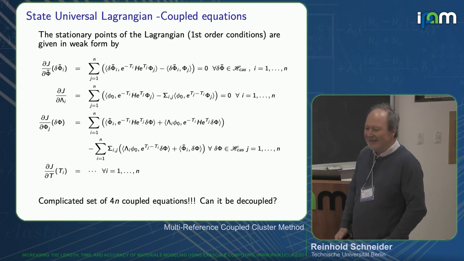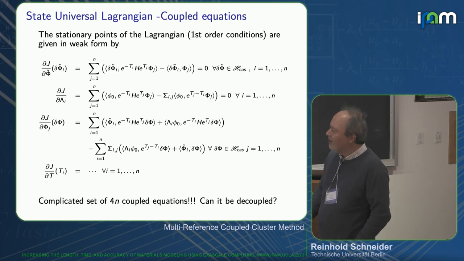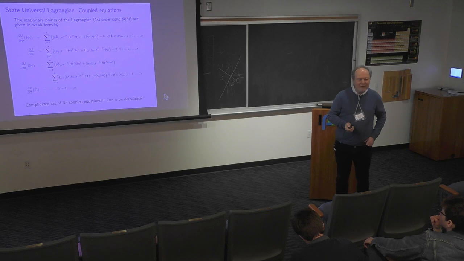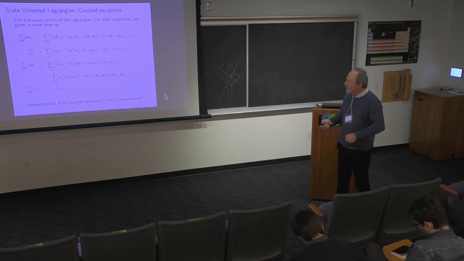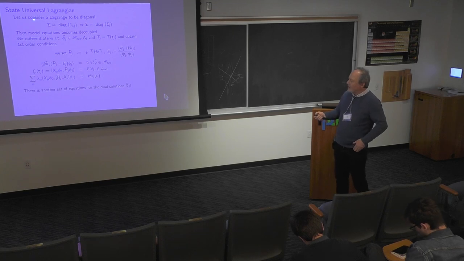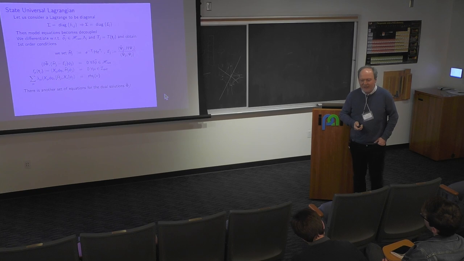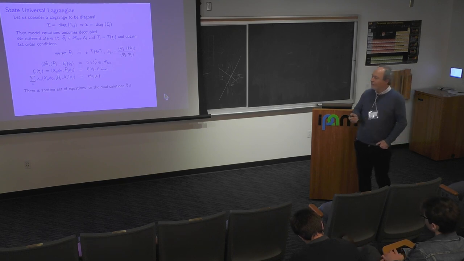But there's a question: can it be decoupled? At first we intended only to compute a basis set, a set of basis functions, thinking it might be easier. But then we said, okay, no, let us consider exactly the eigenfunctions. Let us consider the case where the Lagrange multiplier is diagonal. Does this work? Does this have a solution?